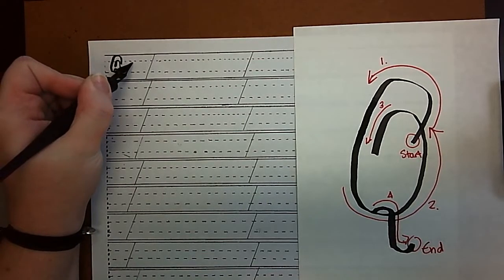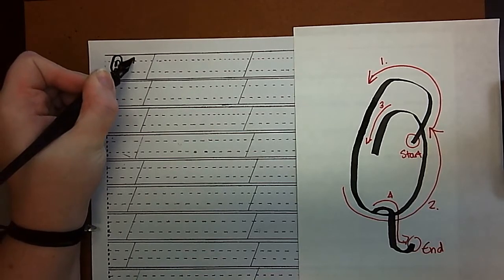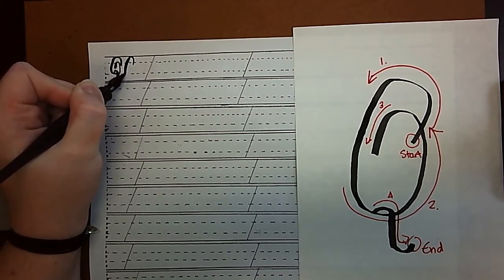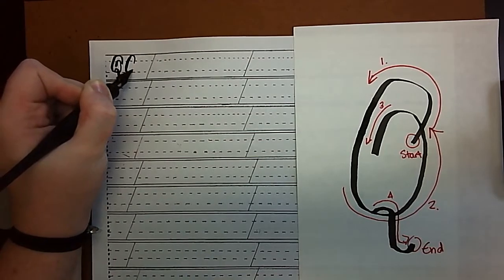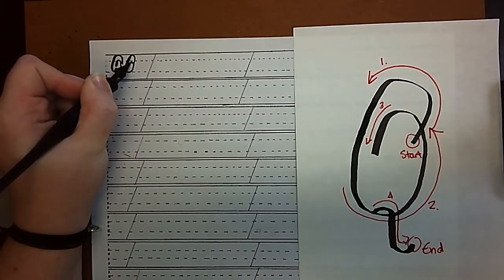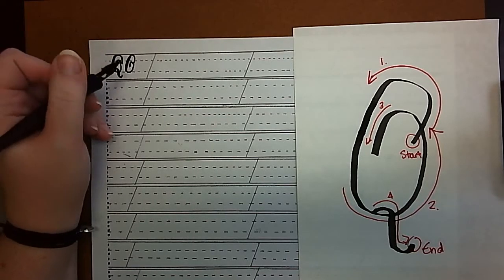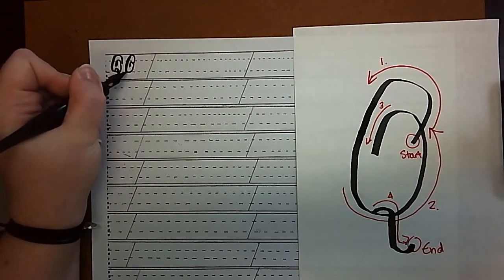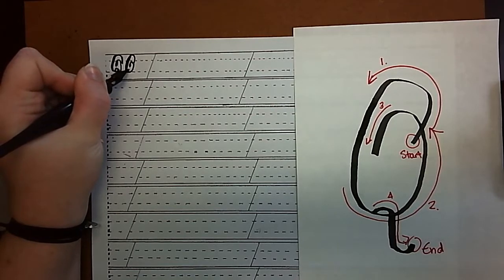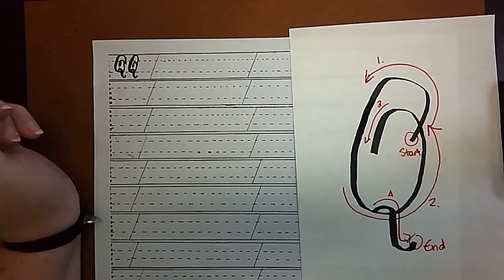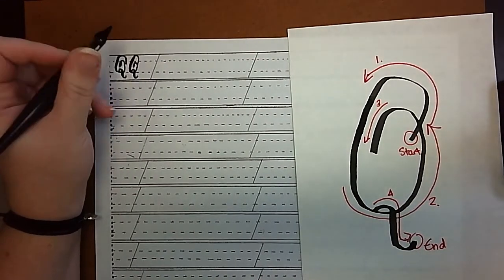Start towards the top of my X space, push up into the header before pulling down to the bottom of my X, curving back up and around. And that's a capital O. To turn it into a Q, I go to the bottom of my X space, curve up before pulling down and out. I'm going to do that again.